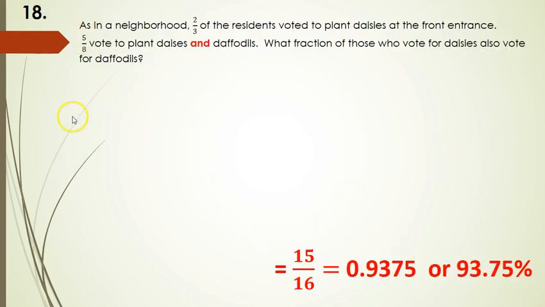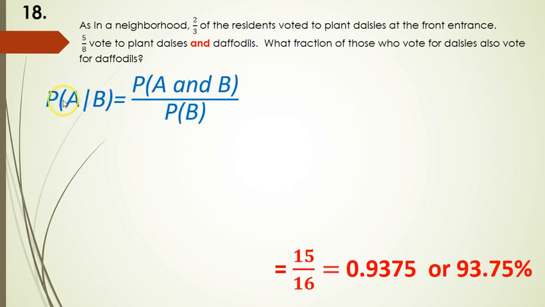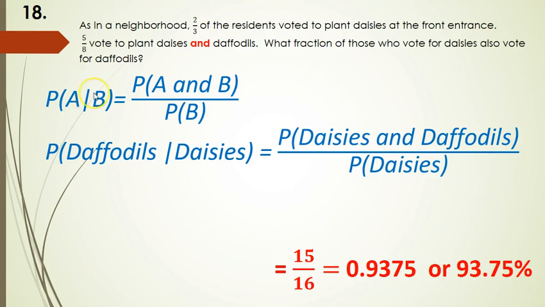Okay, number 18. As in a neighborhood, 2/3 of the residents voted to plant daisies in the front entrance. 5/8 voted to plant daisies and daffodils. What fraction of those that vote for daisies also vote for daffodils, okay? So on this one again, it's asking us, given that something occurred, what is the outcome?